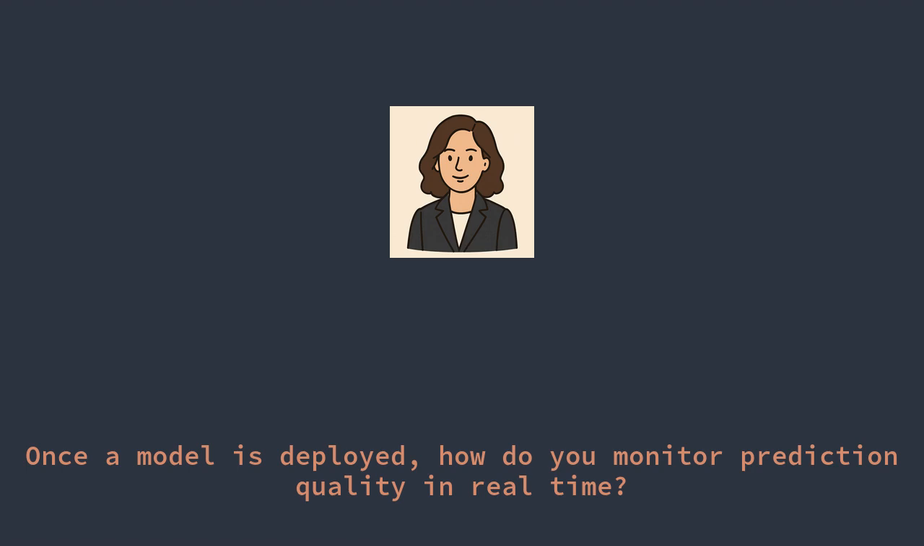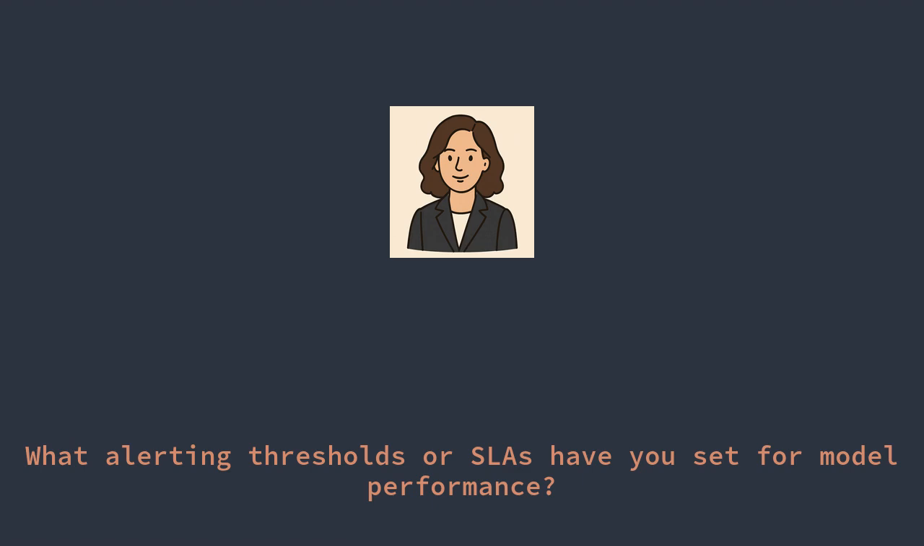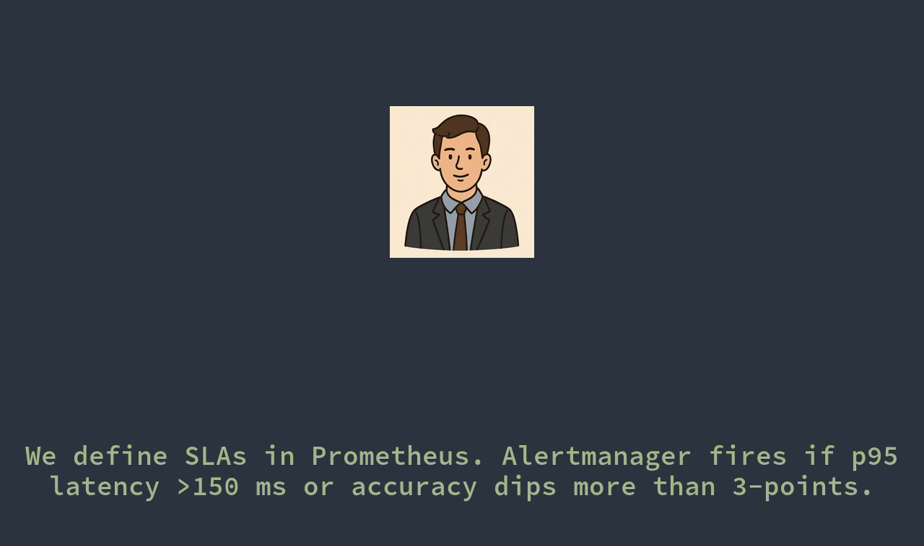Once a model is deployed, how do you monitor prediction quality in real time? We emit labeled traffic to a monitoring topic, then a Spark job computes real-time AUC. Anything below 0.82 pages us. What alerting thresholds or SLAs have you set for model performance? We define SLAs in Prometheus. Alertmanager fires if P95 latency exceeds 150 ms or accuracy dips more than 3 points.